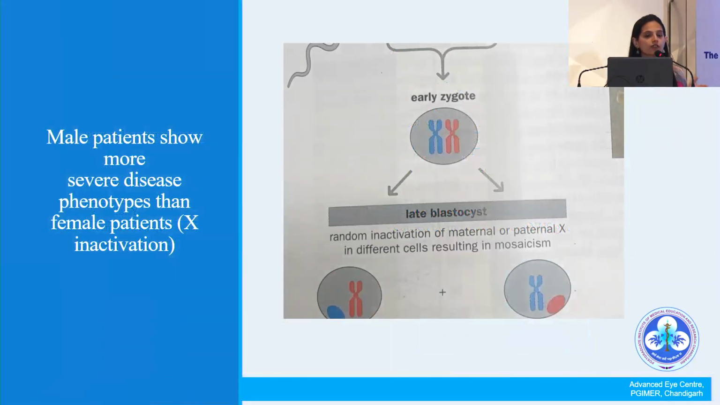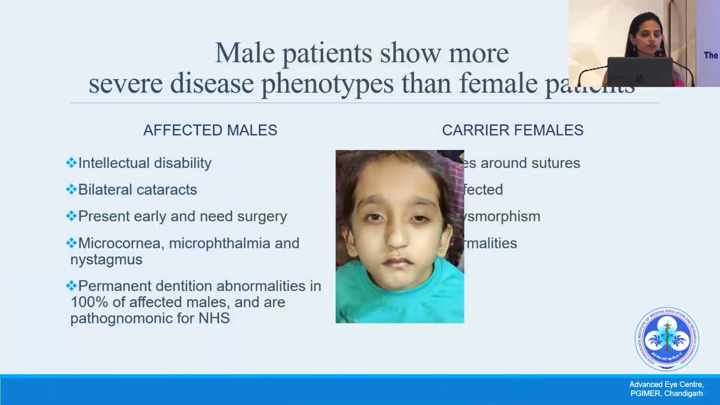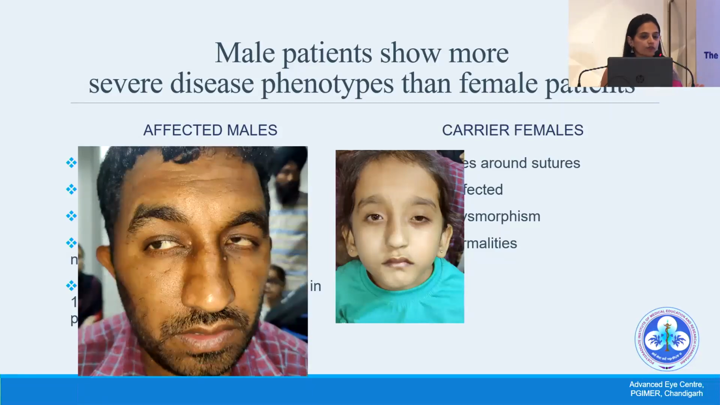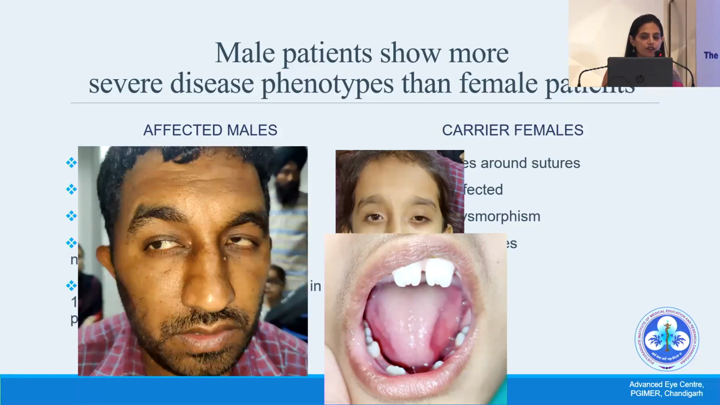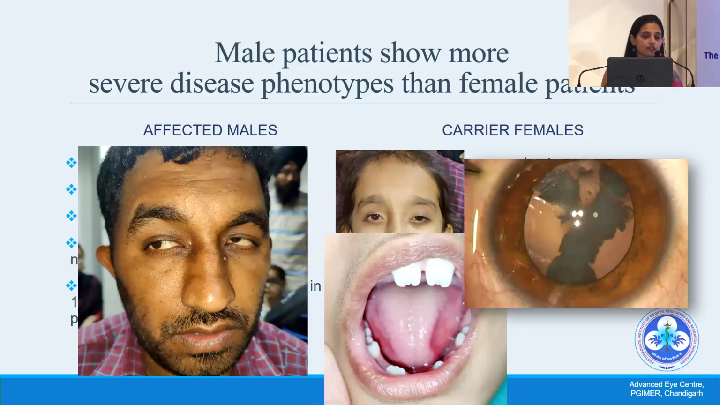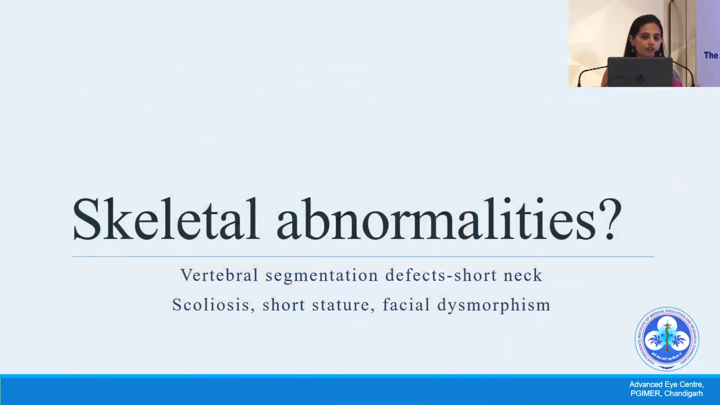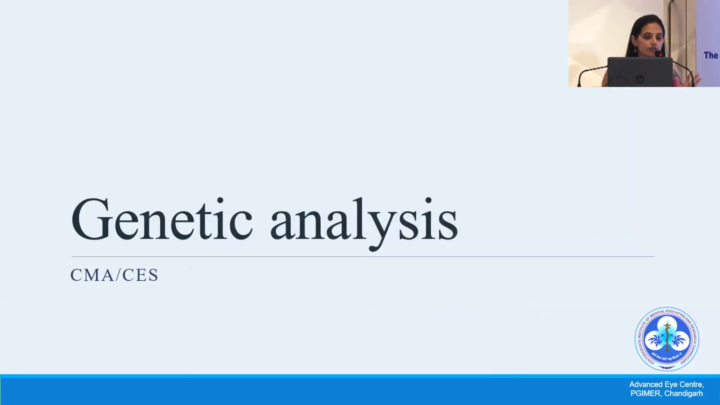So the males show more severe disease because of a hypothesis, that is X inactivation. Some cells in the blastocyst stage get randomly inactivated, one of the Xs gets inactivated, so there's a mosaicism. And you see the males have intellectual disability, bilateral cataracts, they present early, and this is how our patient presented. The carrier females have the sutural cataract, they might have subtle non-ocular features, and what was not matching was the vertebral segmentation defects in our case. We were debating as to whether we should just test for Nance-Horan or not, because some of the symptoms are not matching Nance-Horan.